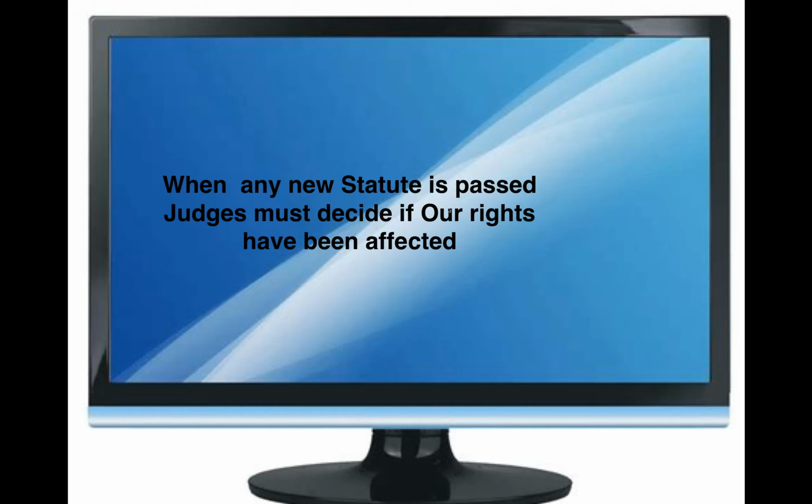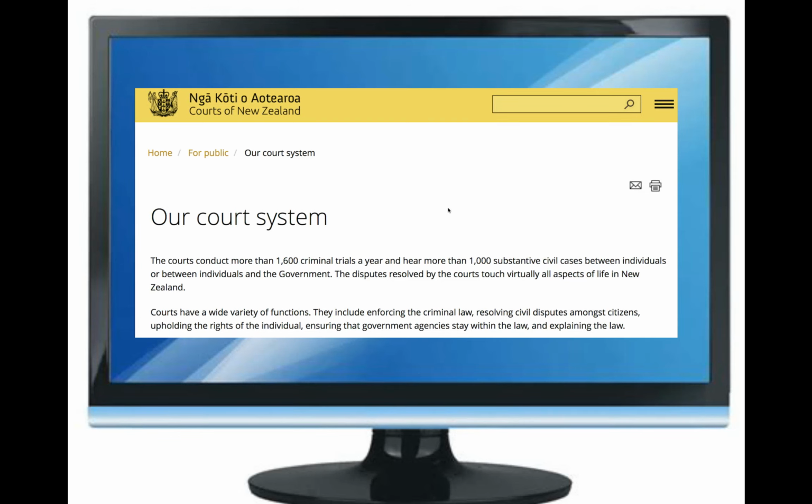So when any new statute is passed, judges must decide if our rights have been affected. This is what they do with all legislation because it's a private company that makes statutes and legislation. So if any of the new legislation is going to infringe on our rights, then the courts must decide, and they tell you this on their website. Here's our website for New Zealand, and if we look at it, they conduct more than 1,600 criminal trials a year and hear more than 1,000 substantive civil cases between individuals.